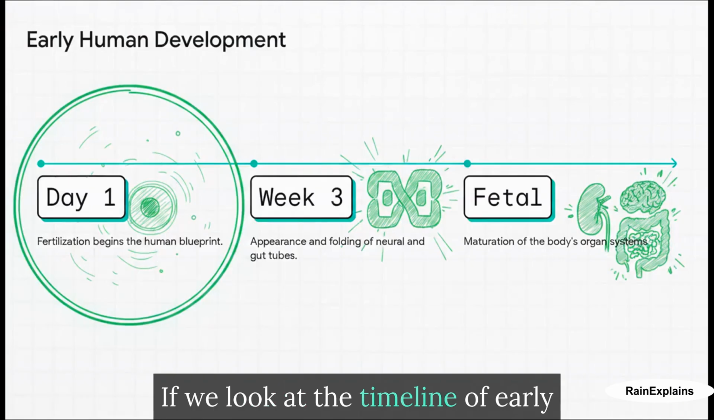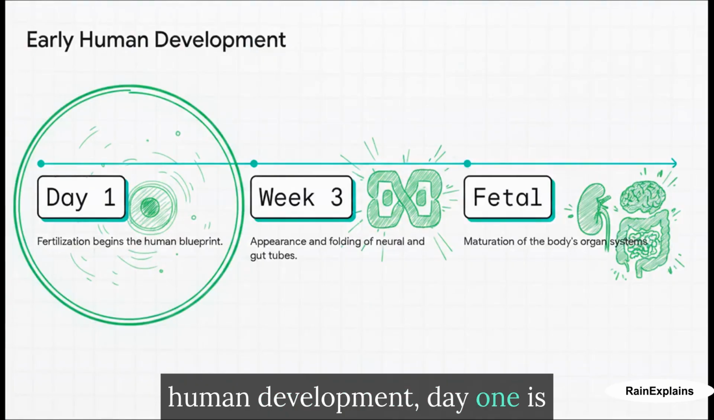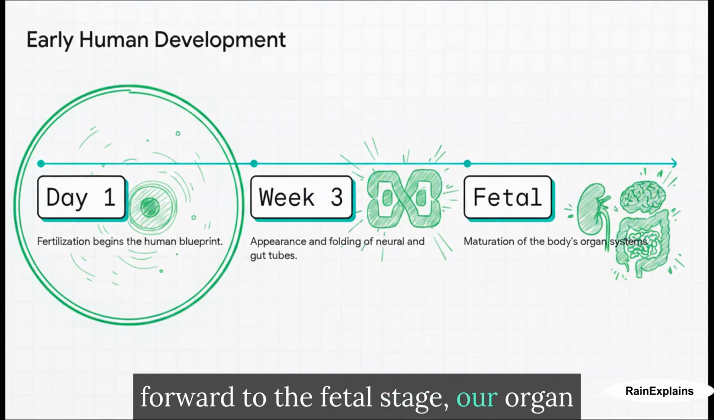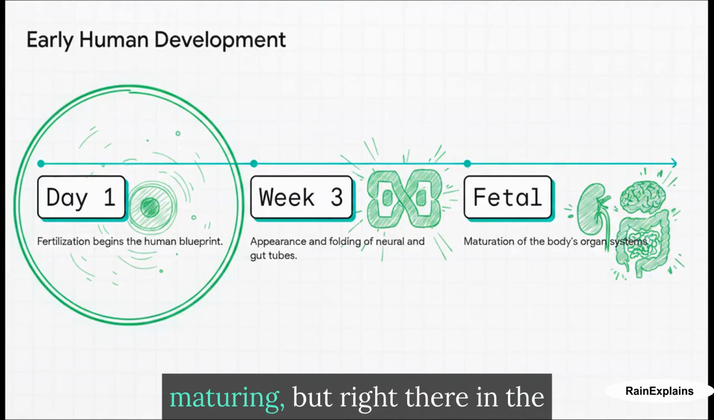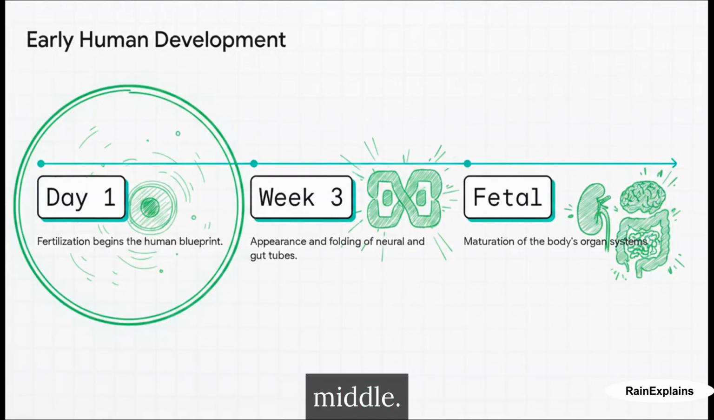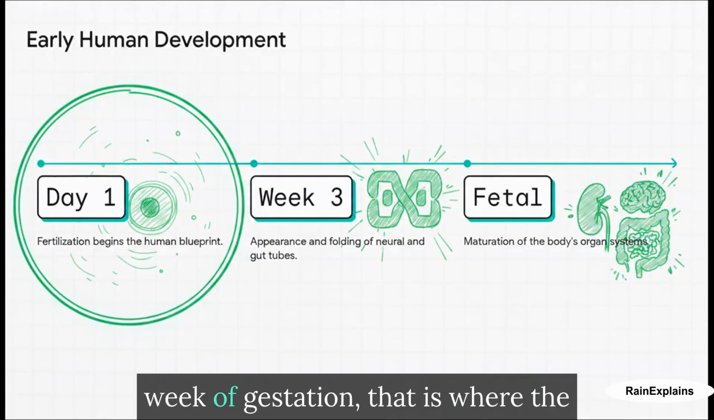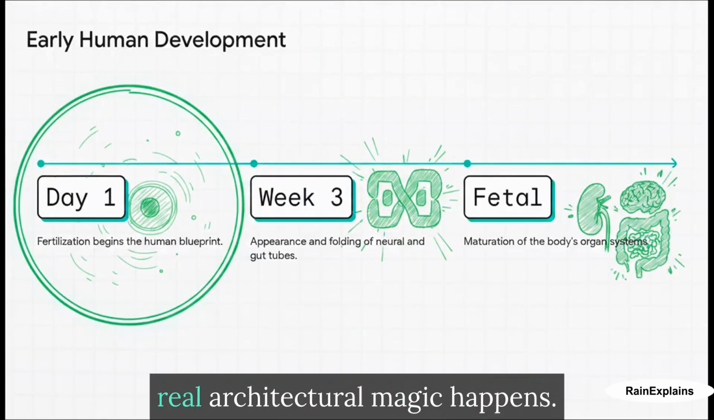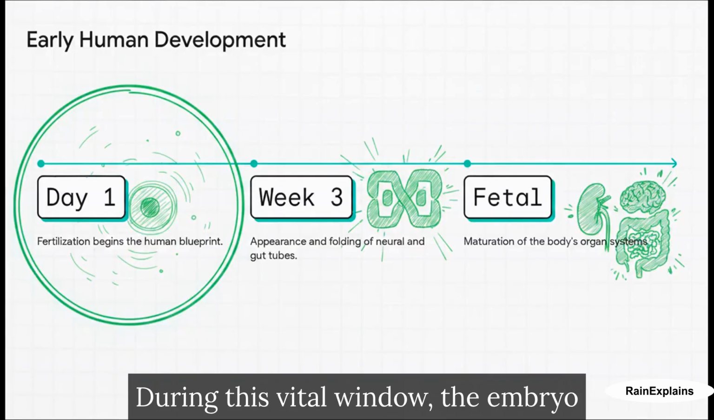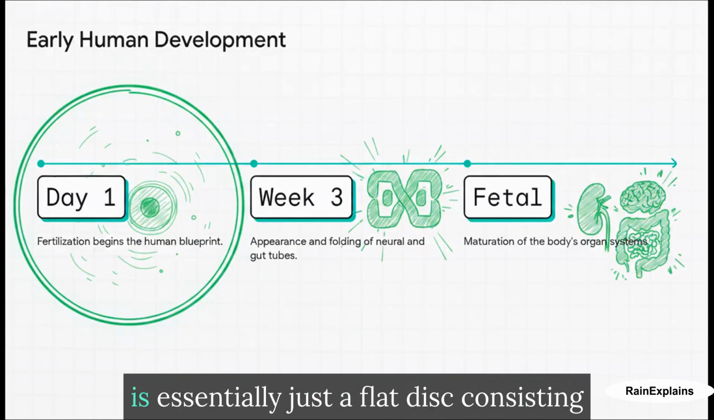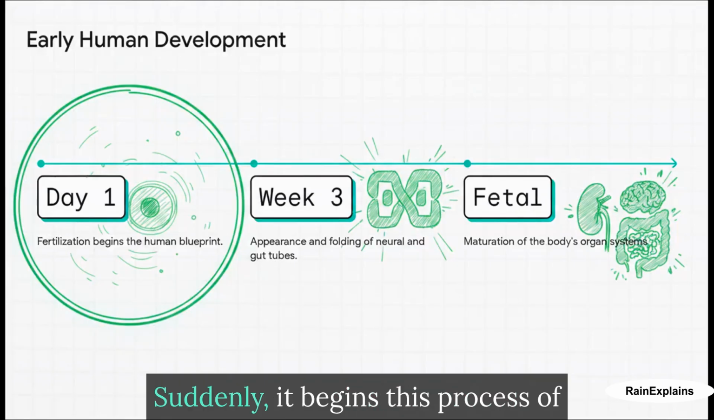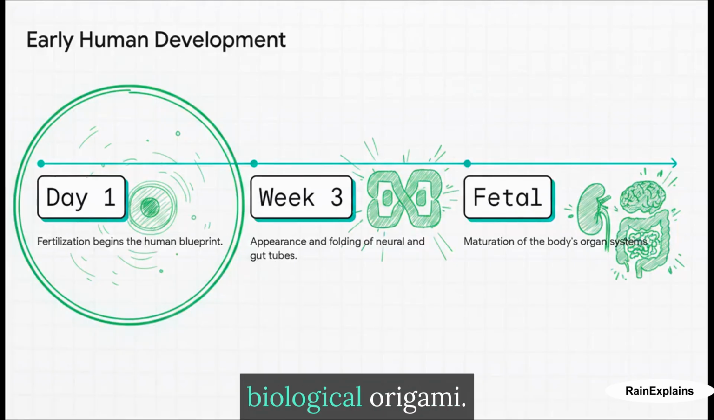If we look at the timeline of early human development, day 1 is fertilization, obviously. And fast forward to the fetal stage, our organ systems are mostly just growing and maturing. But right there in the middle, specifically at the end of the third week of gestation, that is where the real architectural magic happens. During this vital window, the embryo is essentially just a flat disc consisting of 3 tissue layers. Suddenly, it begins this process of biological origami.